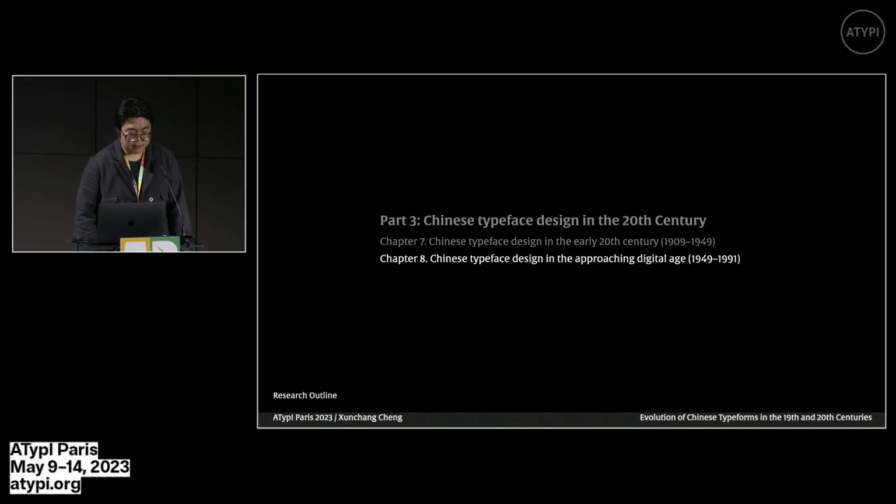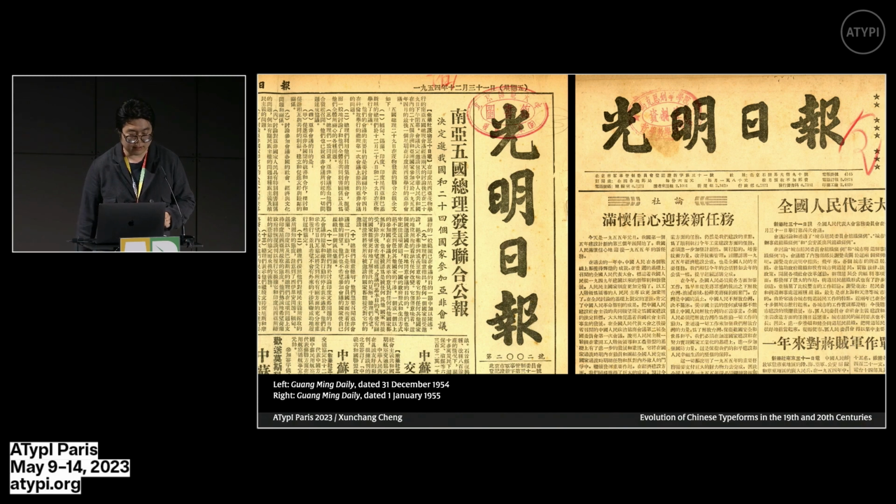In chapter 7 of my research, I will briefly pick up some really interesting ideas from that period. For example, these are two newspapers. On the left is a newspaper from 31st December 1954, and the right one is the same newspaper on the next day, the first day of 1955. In just one day, the newspaper publisher changed from vertical to horizontal typesetting, even in the titles of the newspaper.